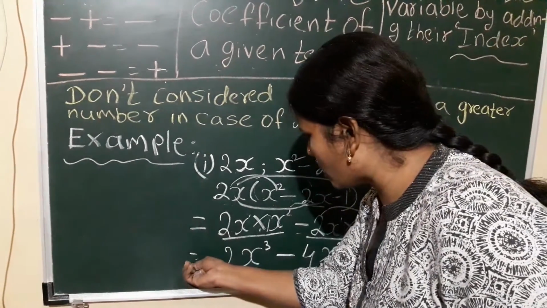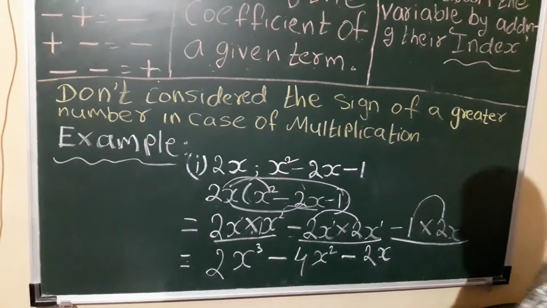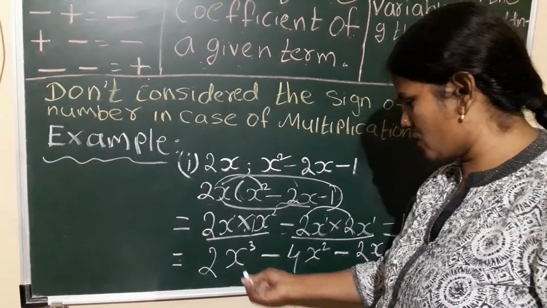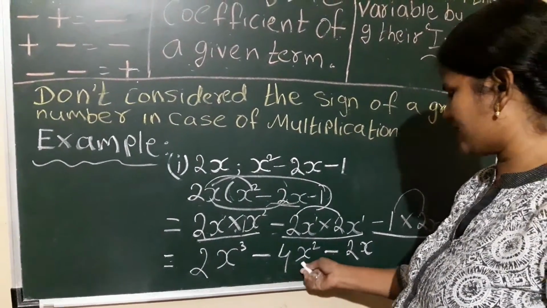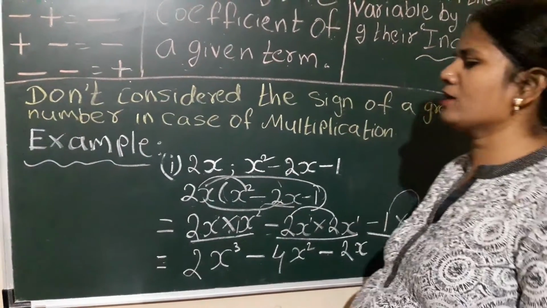Put your equal to sign over here. This is your solution. That is, the solution is 2x cubed minus 4x squared minus 2x. So this is the end of this topic.